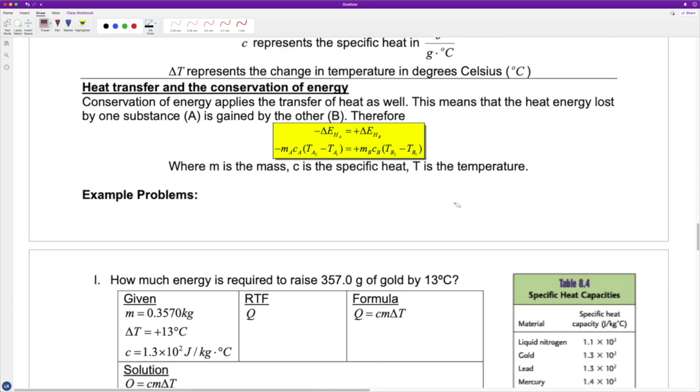Which brings me to my next point. Heat versus temperature. They are related, but they are not the same thing. Heat represents the amount of thermal energy in a substance. The temperature represents a measure of how fast the molecules are vibrating back and forth. They are related, but they don't mean the same thing.